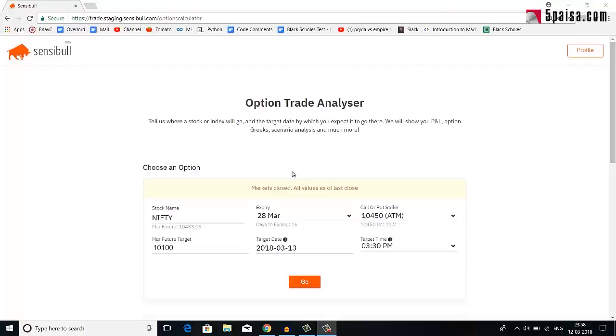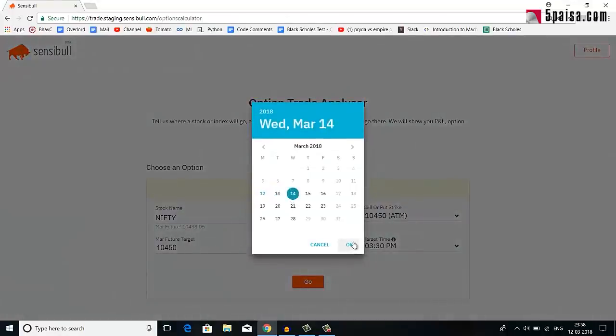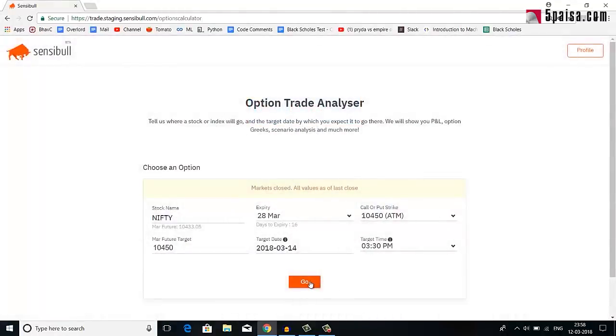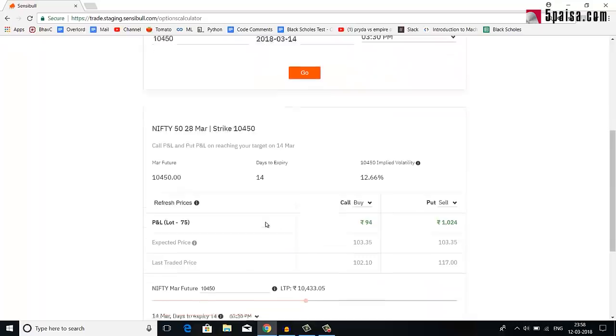So this happens to be the Sensible Option Trade Analyzer. This is going to be released to you very soon, and let me just plug in some values of an at the money strike option so that I can figure out how much is the impact of IV. So let's just say that Nifty right now is at 10,440 or something, so ATM is 10,450. My target, let's say it remains the same, 10,450, and let's say the target date is tomorrow. So the objective of this entire exercise is to find out the impact of IV on the price of an option.